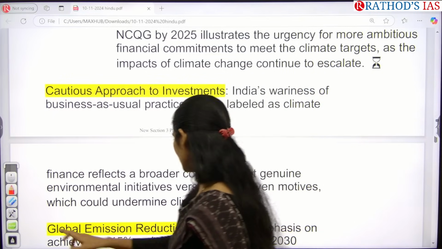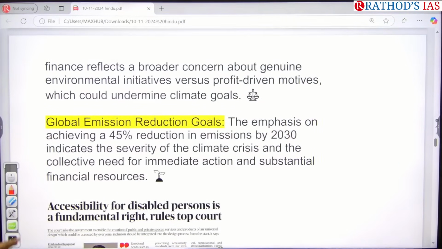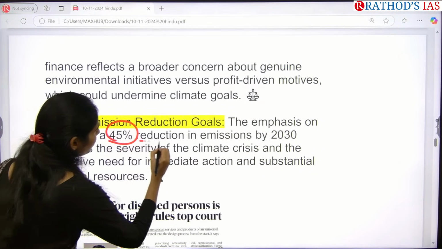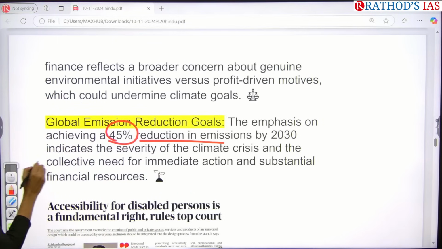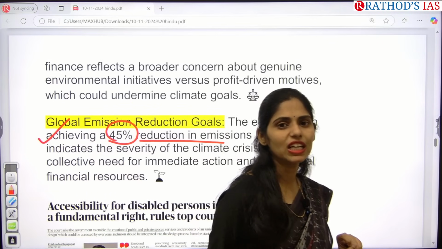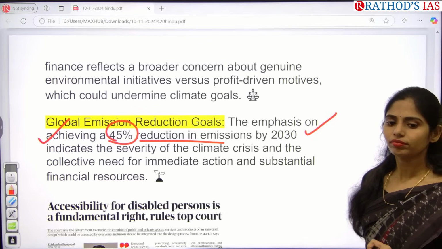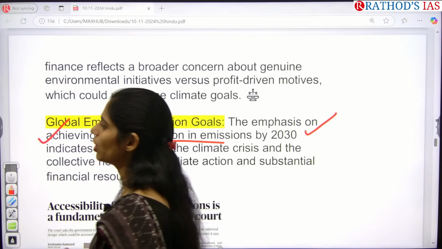Okay, and the next point is we have to focus on global emission reduction also. So what is the goal? The goal here is achieving a 45% reduction in emissions by 2030. So we can write this point: the global target is to reduce emissions by 45% by 2030. So most of our targets are by 2030.